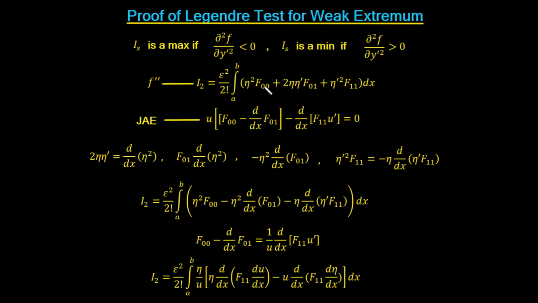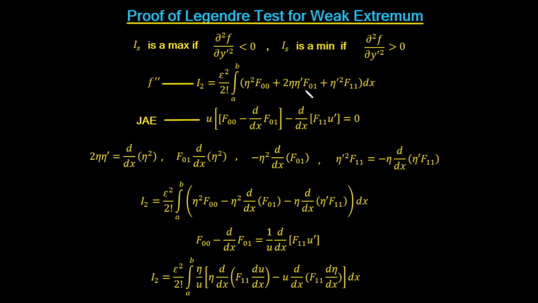Now I think it was Jacobi who first did this derivation, though I'm not 100% sure. I'll have a look up today and I'll mention it in a later video if I find out exactly who did it. So we're going to start off with this term here, and we'll just leave this term exactly as it is. You can see I've got the I2 down here, epsilon squared by 2 factorial, integral from a to b, and this term here, eta squared f naught naught, is exactly the same as eta squared f naught naught there. So we've done nothing to that term.